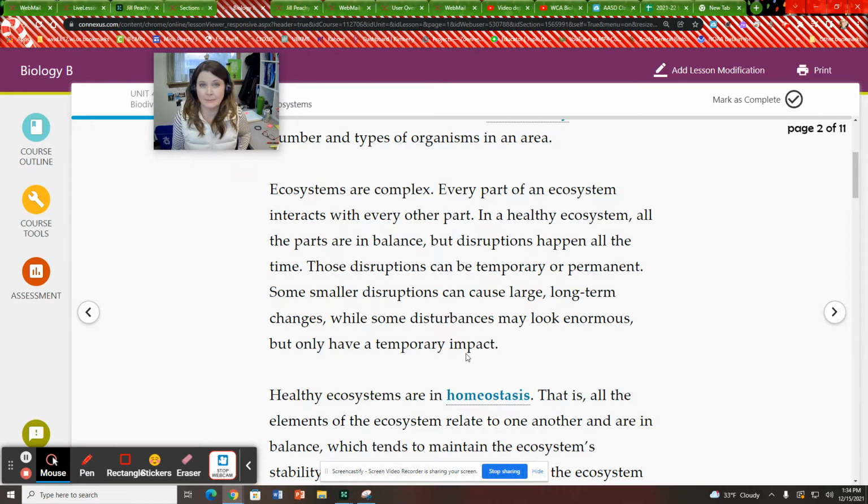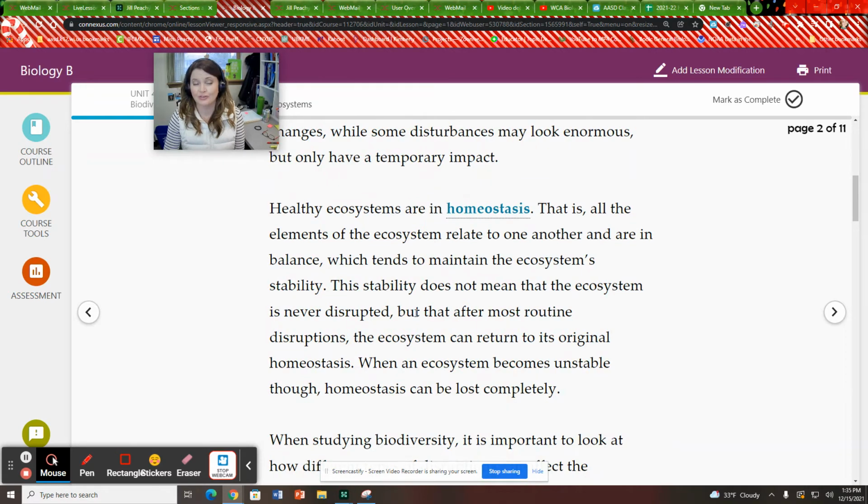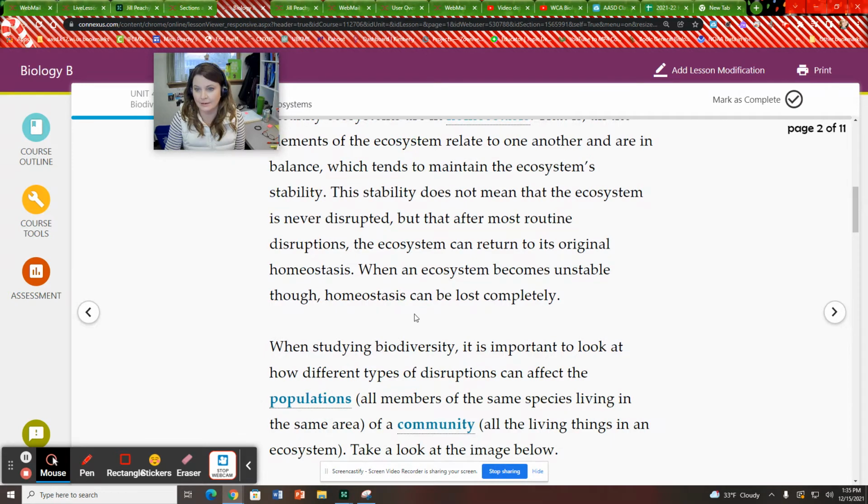Even though it looks like a big disturbance, the impact itself is temporary, and so it stays in a state of homeostasis. It's where these impacts become larger and not temporary that we have issues, right? So again, it says the stability does not mean the ecosystem is never disrupted, but that for most routine disruptions, the ecosystem can return to its original homeostasis. When an ecosystem becomes unstable, though, homeostasis can be lost completely.